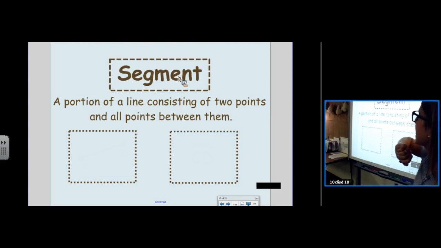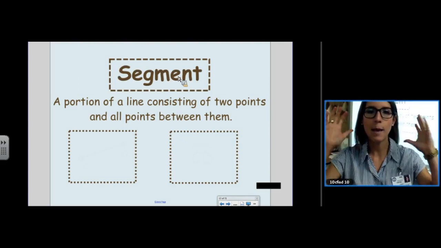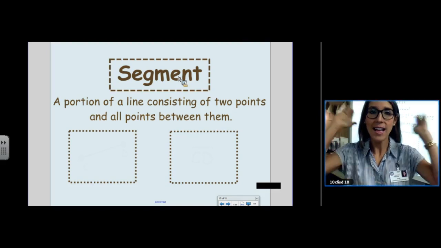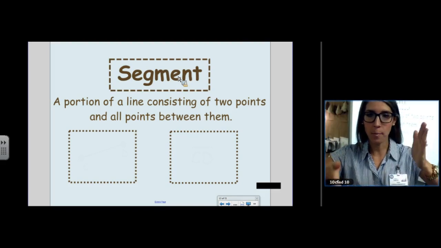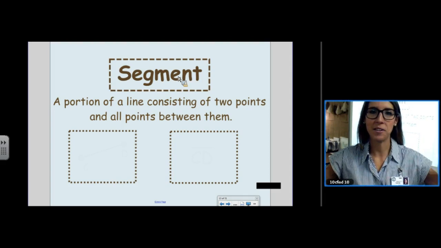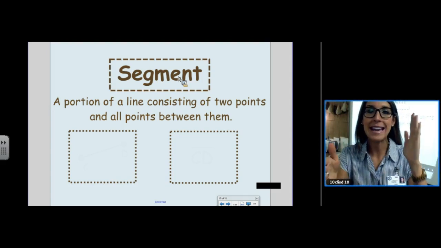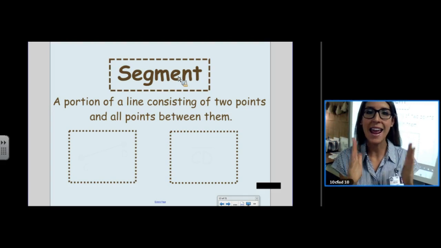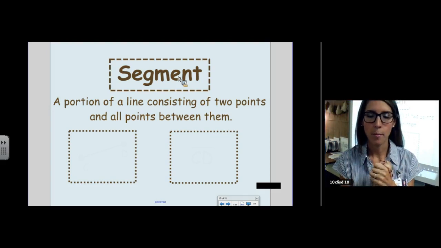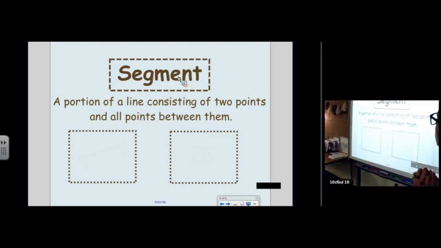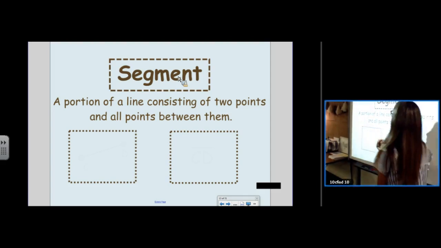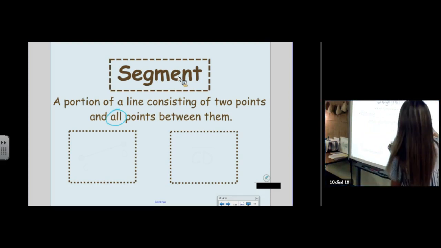Next word is segment. A segment is a portion of a line. You take a line that goes on forever and ever and ever, and you cut it off. Chop, chop. So you chop off the arrows, they're gone. It now has a beginning and an end. A line has no beginning or end, but a segment has endpoints. A segment is a portion of a line consisting of 2 points and all the points in between them.